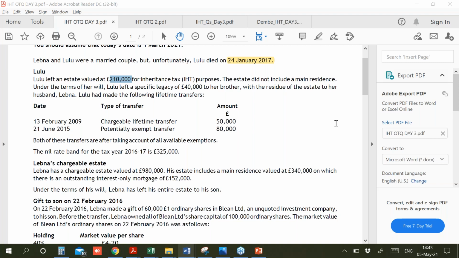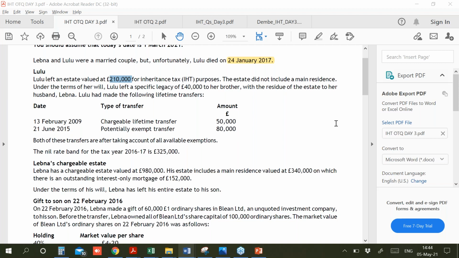Her total estate was 210. So wouldn't that utilize her nil rate band? Subhan, you have said no. Can you answer me? Gitin Joseph, why no? Very good, guys, because the estate has been left to her spouse. Whatever you leave to your spouse is totally exempt. It does not use any of your exemptions. So do remember that Lulu has made the following gifts that they told us in the question. Apart from that, everything else she had left to her husband.